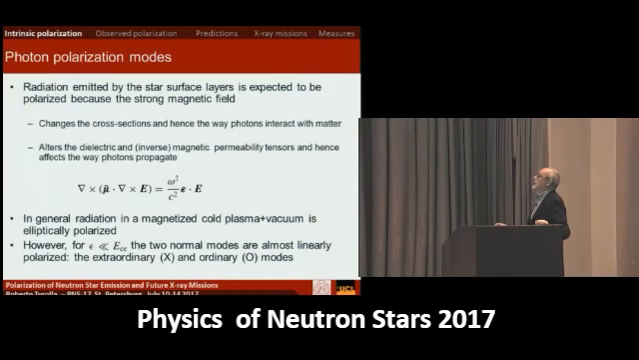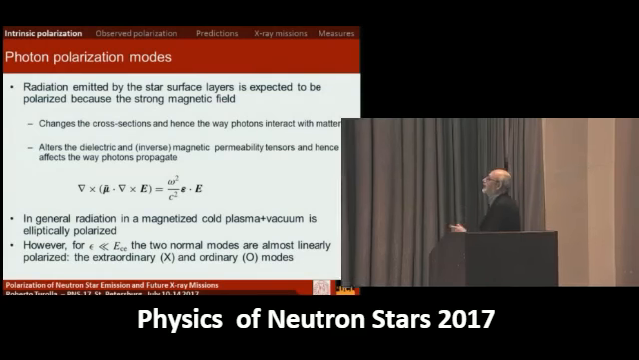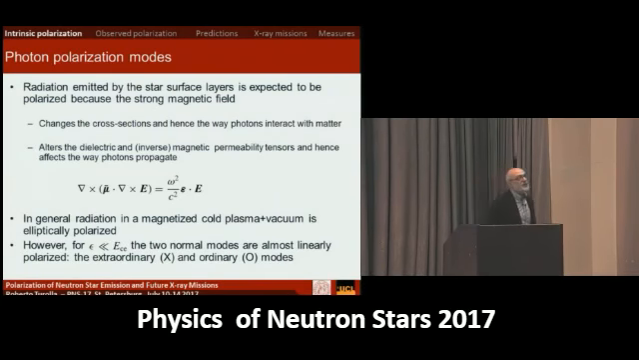And this is shown here by the structure of the wave equation. And of course, this is the inverse magnetic permeability tensor. This is the electric tensor. In general, radiation coming from a neutron star traverses a cold plasma plus vacuum medium, which is magnetized. And in general, radiation is expected to be elliptically polarized.